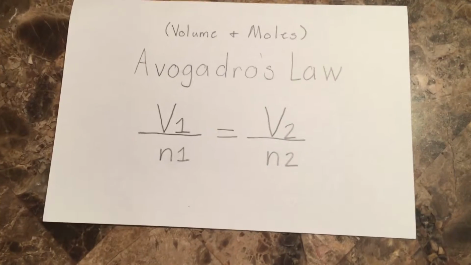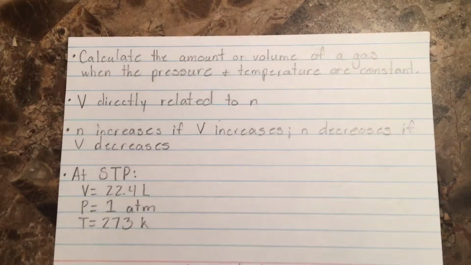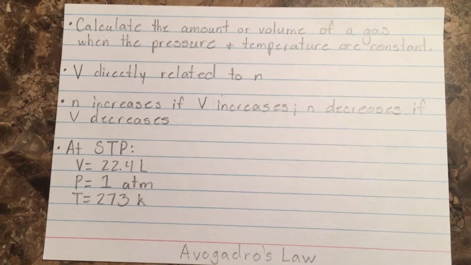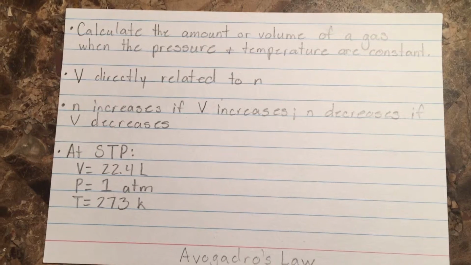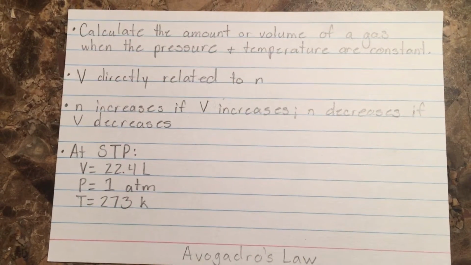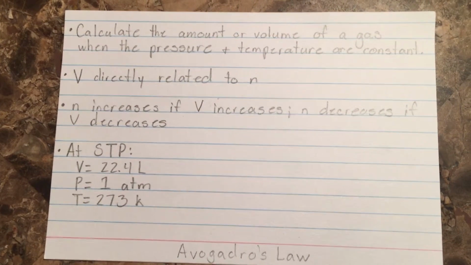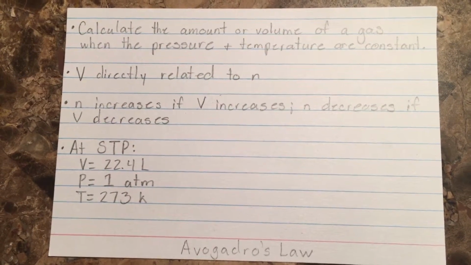Avogadro's law. V1 divided by N1 equals V2 divided by N2. Avogadro's law calculates the amount or volume of a gas when the pressure and temperature are constant. Volume directly relates to moles. When N increases, V increases. When N decreases, V decreases.